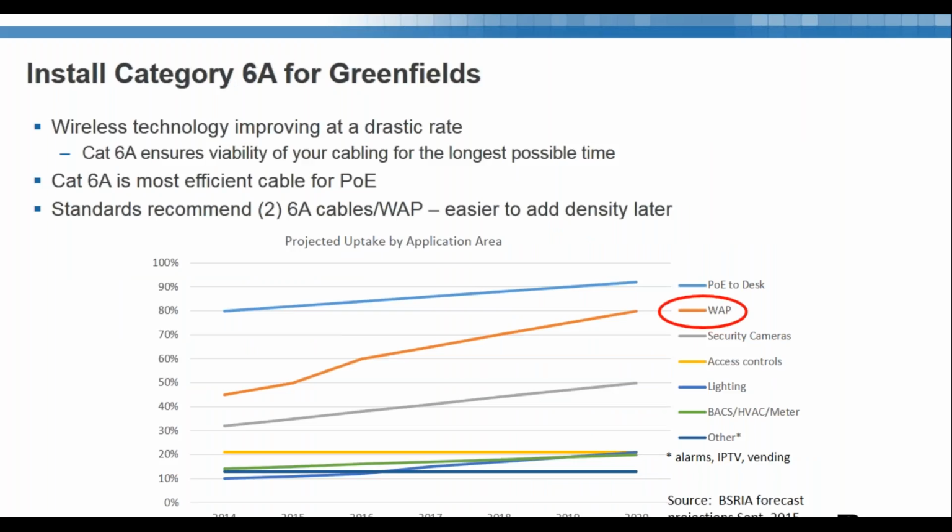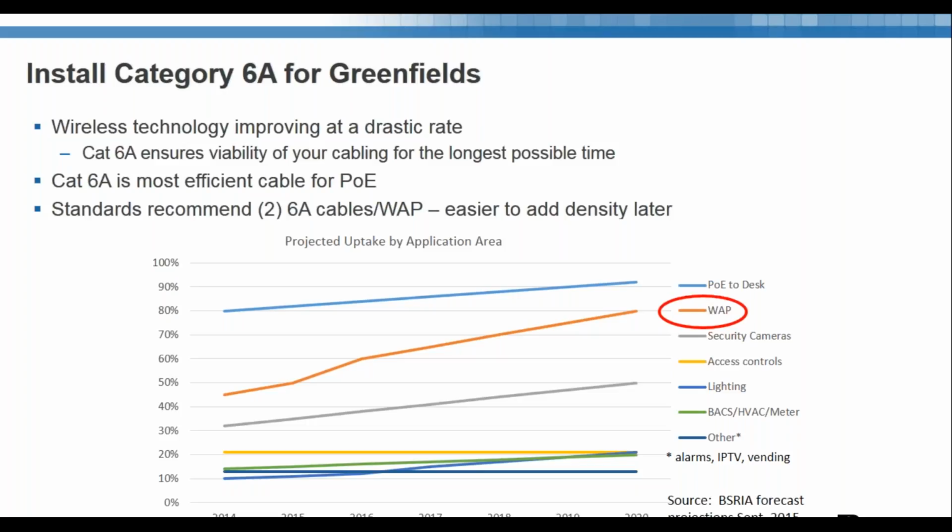So, like I've been saying for the past 15 or 20 minutes, install Category 6A for all your greenfield installations. The wireless technology, as you're seeing in that chart that I showed, is improving at a drastic rate, right? Much faster than cabling keeps up. So Category 6A is going to ensure the viability of your cabling for the longest possible time with your wireless application. Category 6A is also the most efficient cable for PoE use.